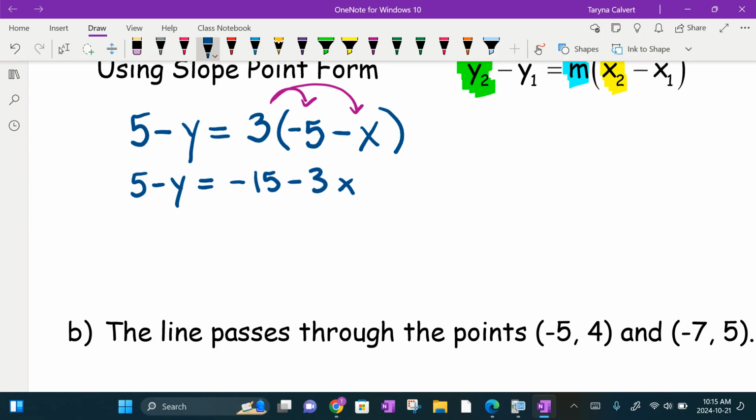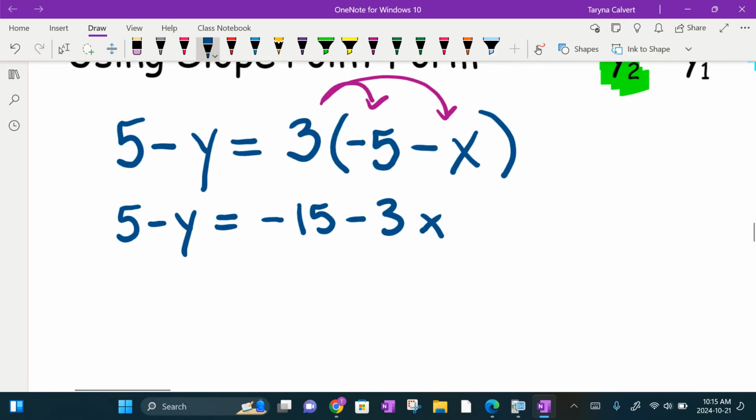Now we do need y by itself, but the coefficient on the y needs to be a positive one. Yes? So I'm going to bring the y to the positive side and then everything else to the left-hand side. So I'm going to move the 15. And I'm going to move the 3x, minus 3x. And then I'm going to move the y.